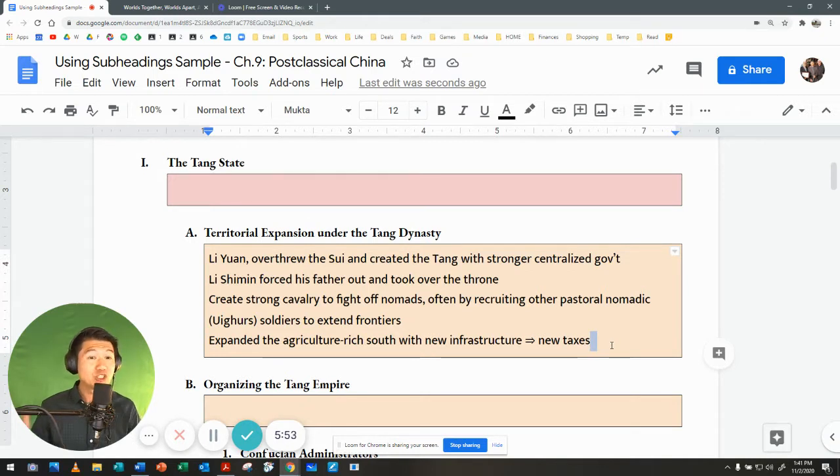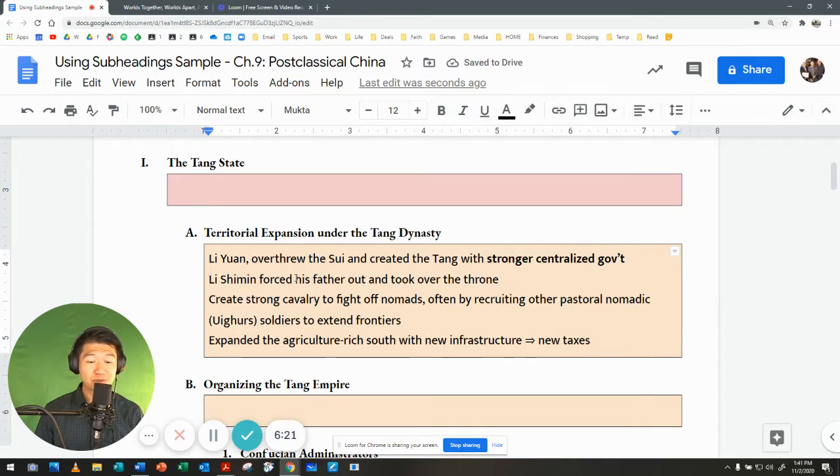Now, what we want to generate is a one sentence summary. But not only that, but a one sentence summary that actually allows us to meet this particular title here, where it says Territorial Expansion under the Tang Dynasty. So which one's about central expansion and which one isn't? So we see the creation of a strong centralized government, right? That might be useful for our sake here.